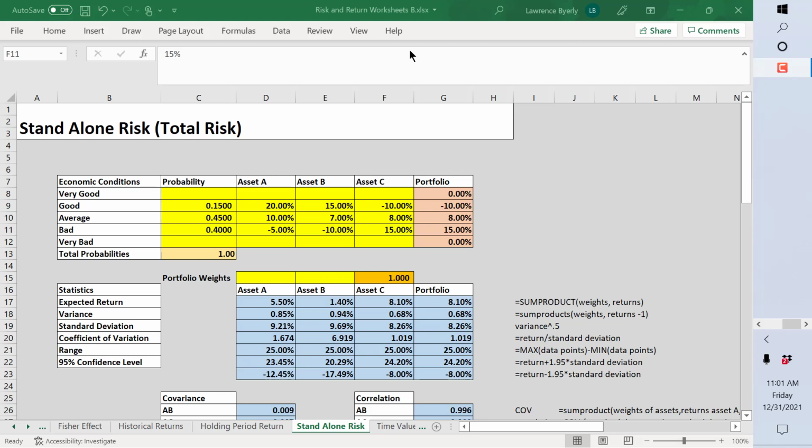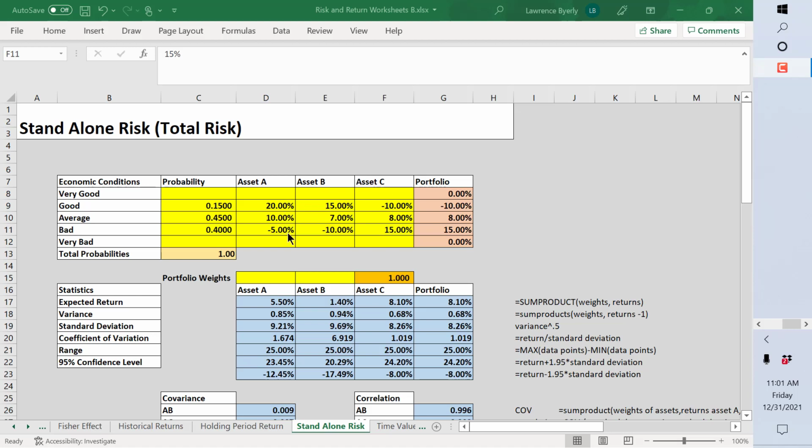In this video, we're going to explore risk. In this case, we're going to look at individual assets, and then we'll combine some assets into some portfolios. But what we're looking for here are the statistics themselves. So let's think about three assets, A, B, and C.